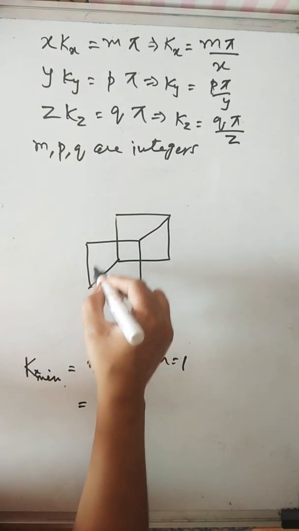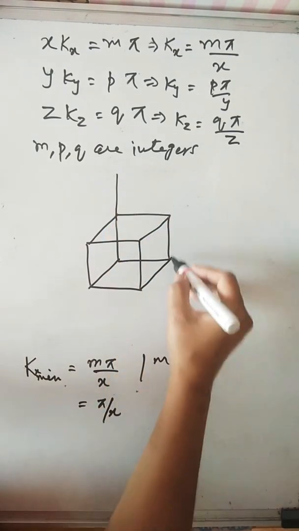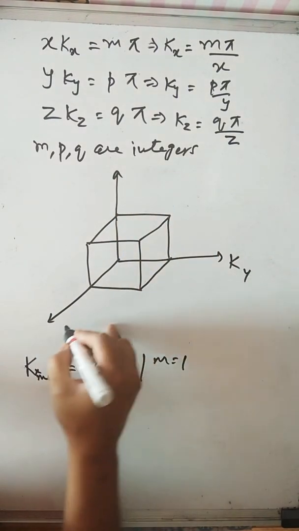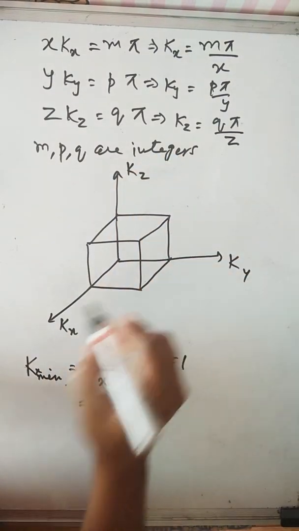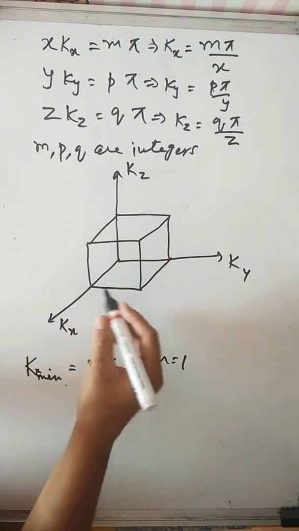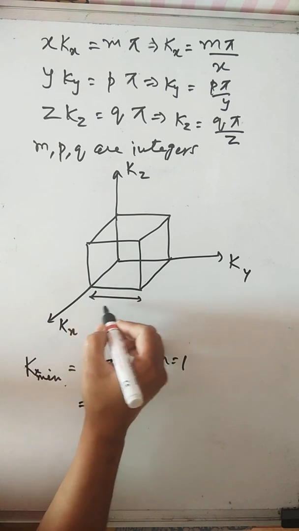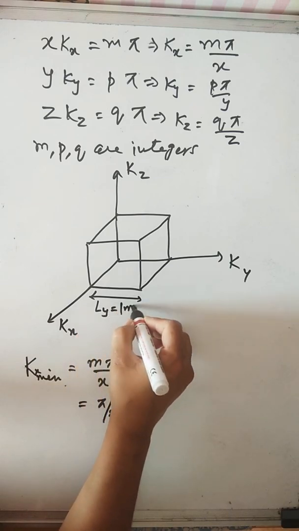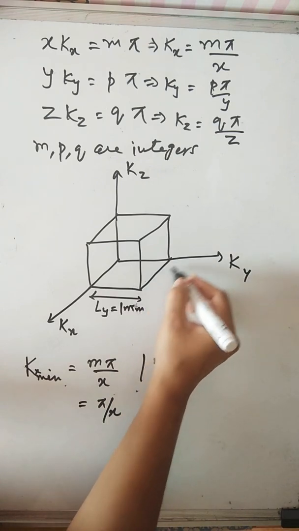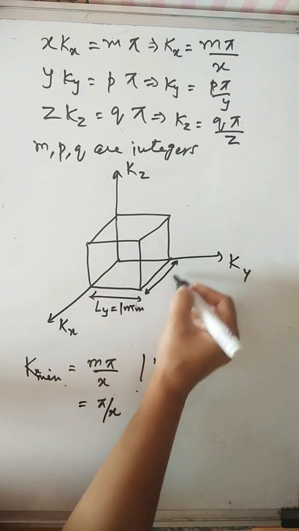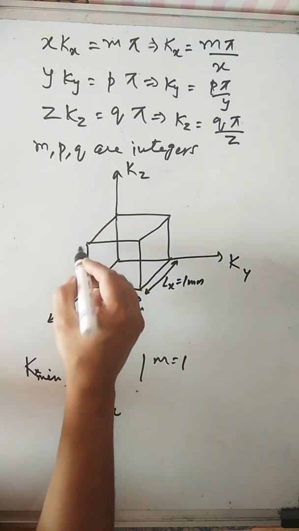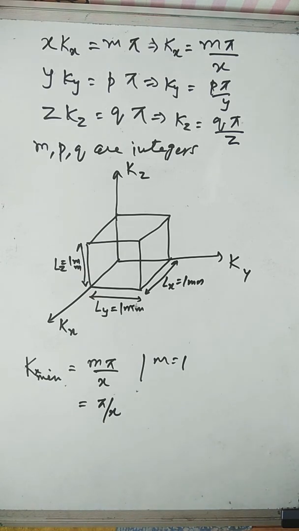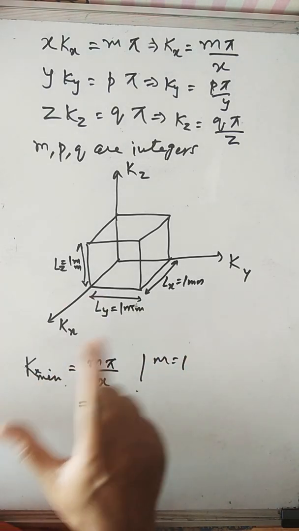This is your ky, kx, kz, and we have a cube. Let us consider that each dimension of the cube is 1 mm. This is ky, or we can say ly, the length. Ly is 1 mm. This is lx, also 1 mm, and this is the height, Lz. Lz is also 1 mm. So Lx, Ly, Lz are all 1 mm. We have taken a cube that has a dimension of 1 mm.